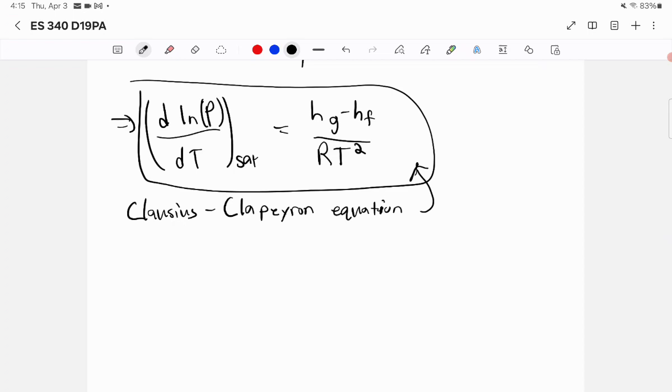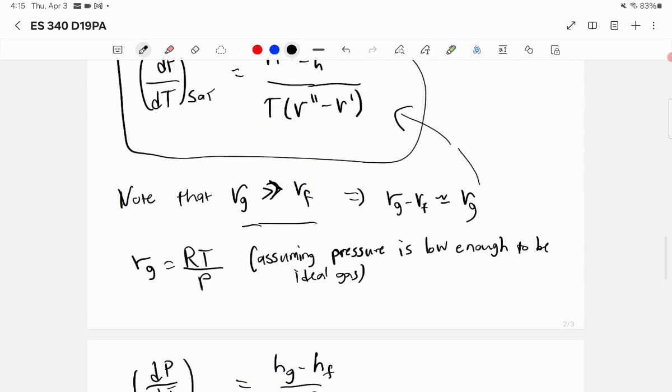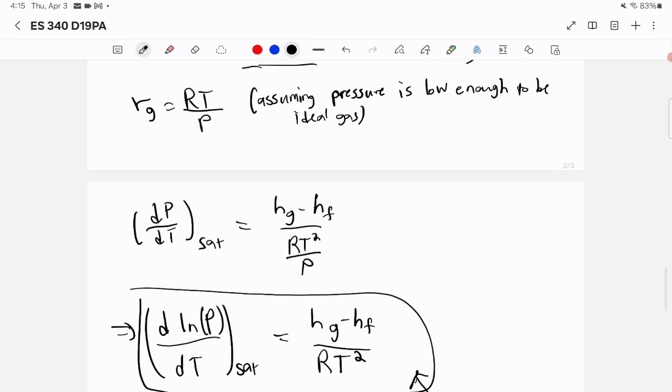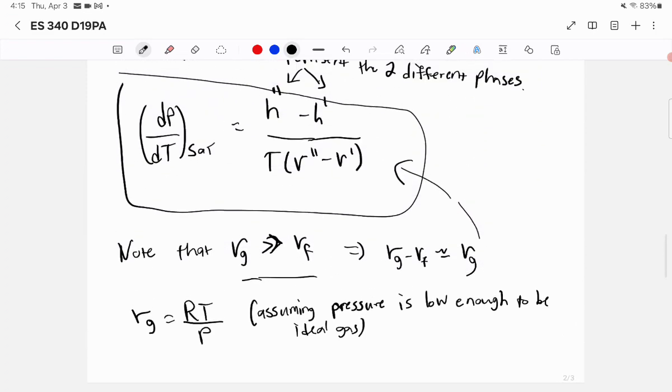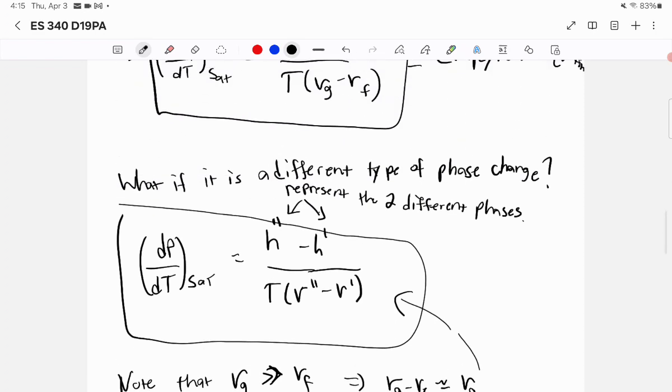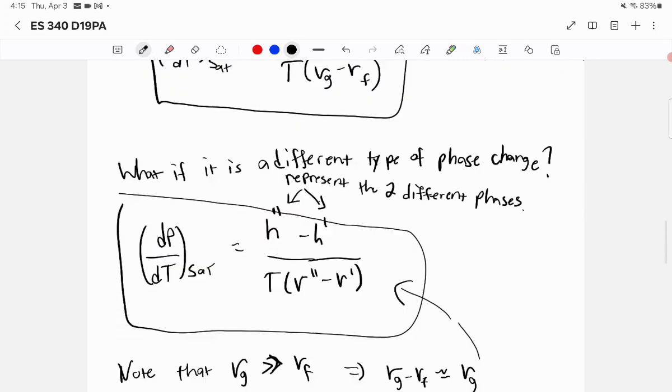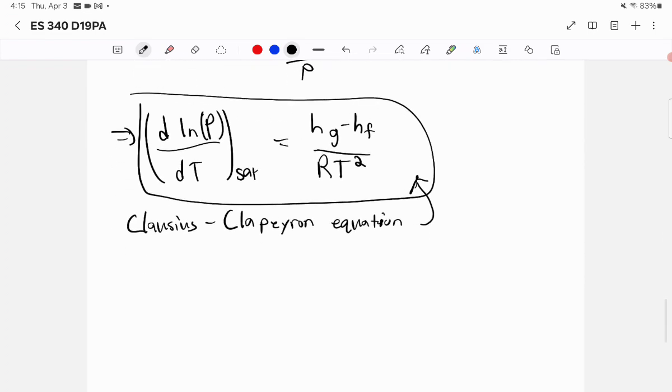Okay, so that's obviously just dealing with a couple of assumptions: that it's an ideal gas and that there's a big difference in the vapor specific volume relative to the liquid specific volume. But all of this was the Clapeyron equation relative to a situation where we have a change in phase.